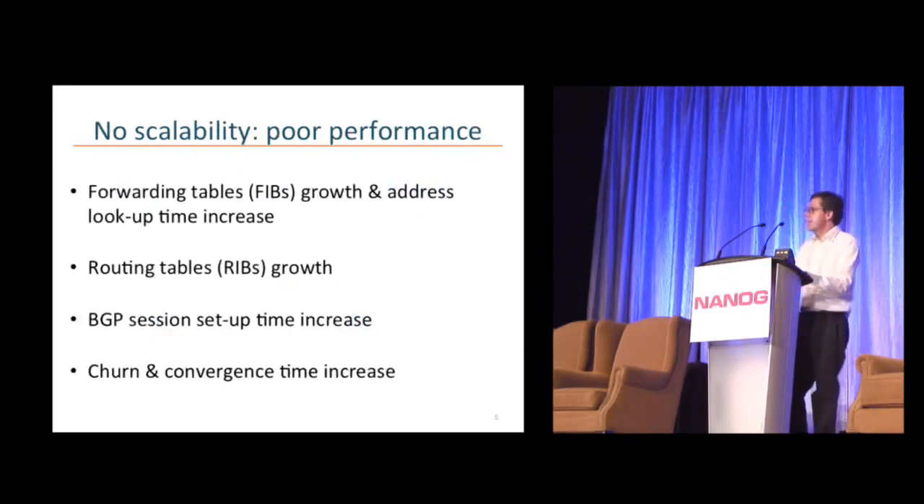The growing number of globally announced IPv4 prefixes, or IP prefixes in general, overloads the forwarding tables of the routers, and it delays the lookup time of an address in those tables. It overloads the routing tables. It increases the BGP session setup time, and yields high churn and long convergence times. The lack of scalability also does not bode well for the future of the internet routing system.